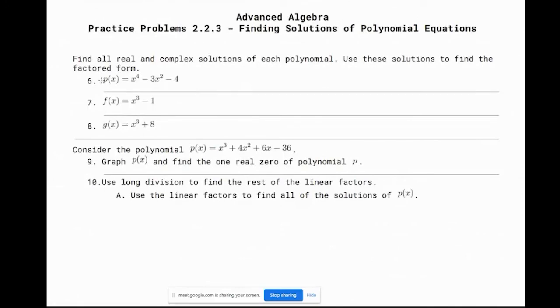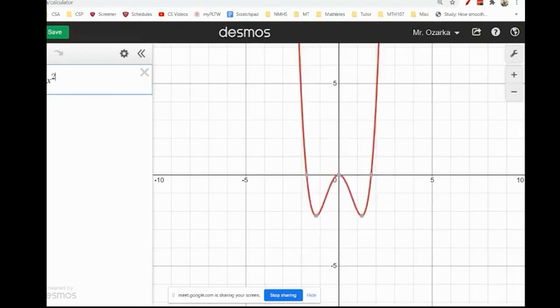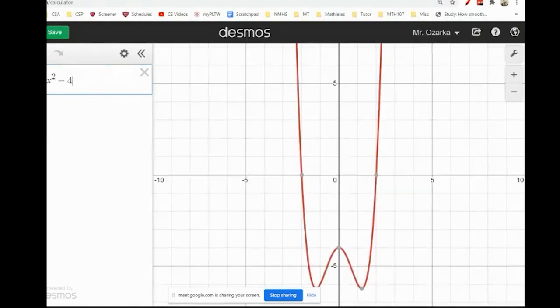So what I'm going to do to actually figure out at least the real solutions for this is I'm going to graph that out. All right, so I'm going to use Desmos to graph this out, and it's going to be x to the 4th minus 3x squared minus 4. Okay, now from here, you'll notice that you should have 4 solutions, but based on this graph, you only have 2, that -2 and +2.